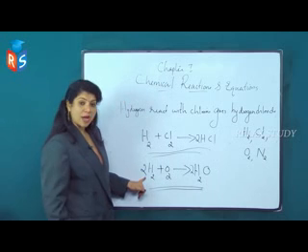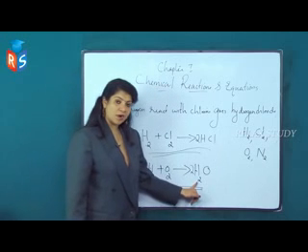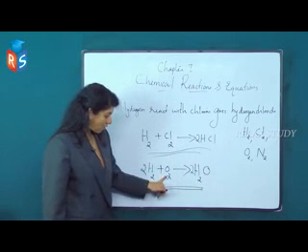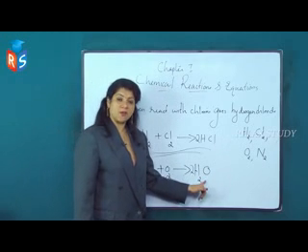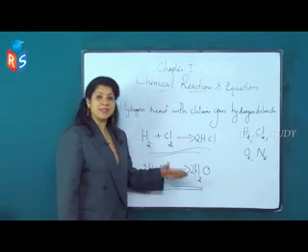You can see here 4 atoms of hydrogen. Here also 4 atoms of hydrogen. Here 2 atoms of oxygen and here also 2 atoms of oxygen. This is how balancing takes place.